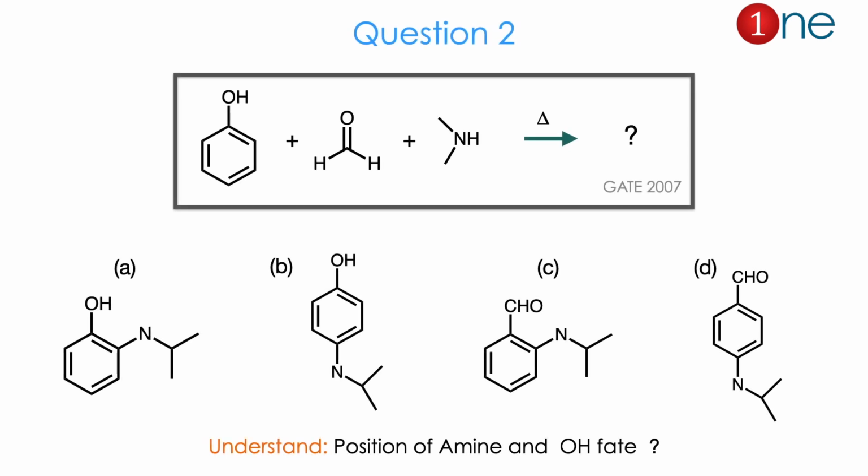Then the question number 2. The starting material is phenol and aldehyde and amine. You are heating it. They ask you to find the product. The product is mostly N attack on the ring, whether attack in the ortho position or in the para position, or alcohol gets oxidized to aldehyde, which is again the amine in ortho or para. So from the reactant to product you might guess the position of amine and fate of OH is important here. The answer is A. Let us see how.